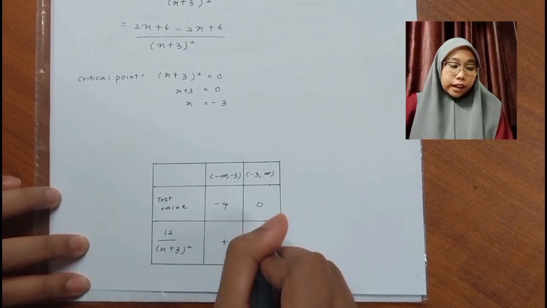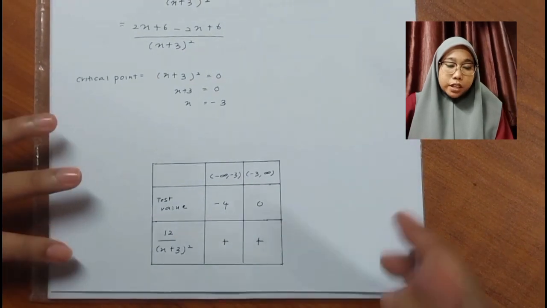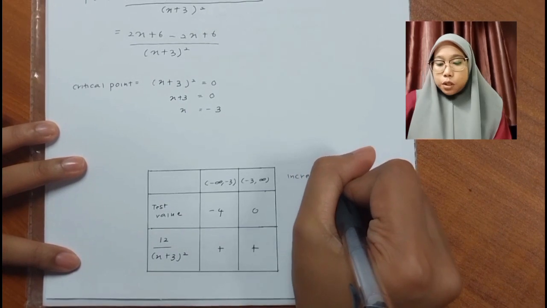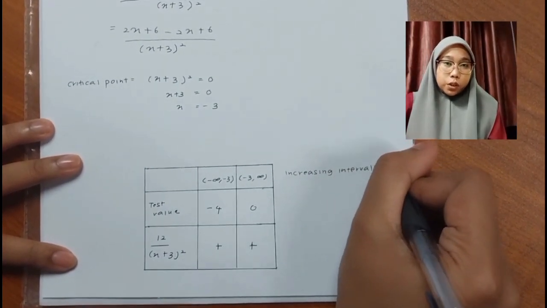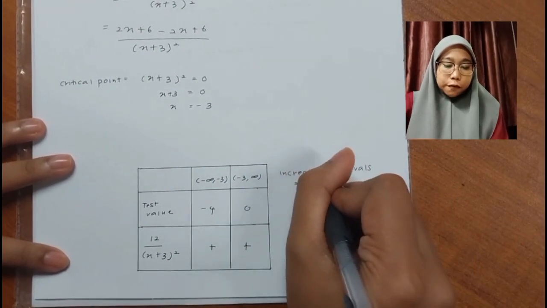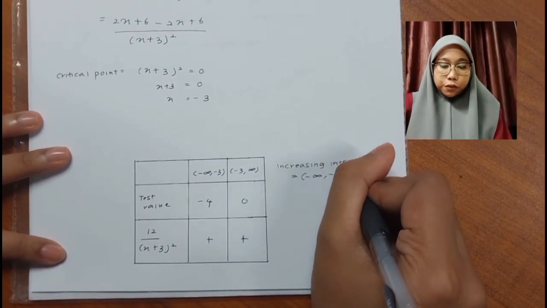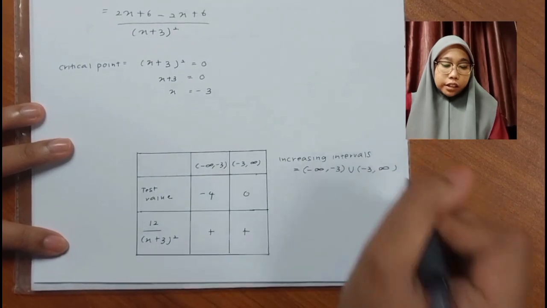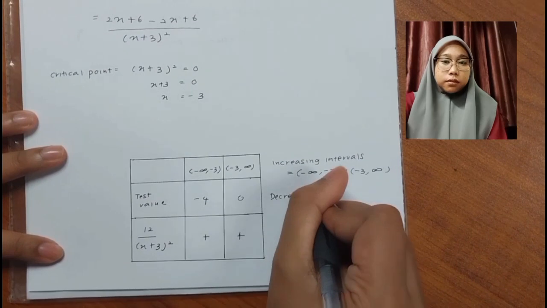12 over x plus 3 squared, which is positive. Both values are positive, which means the intervals are increasing. So the increasing intervals are minus infinity to minus 3, union minus 3 to infinity. And the decreasing interval is none.